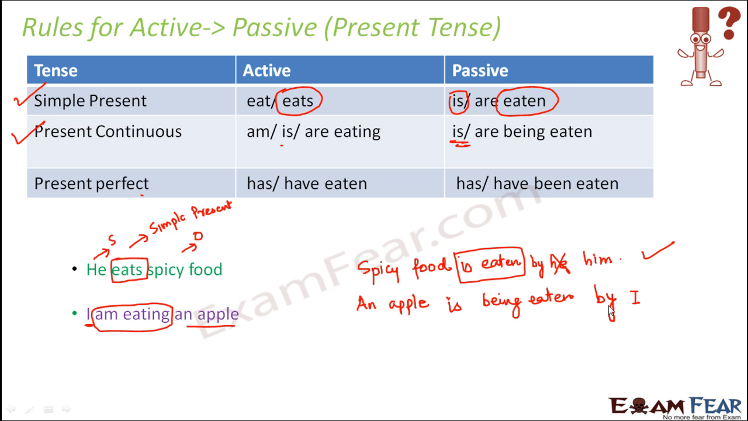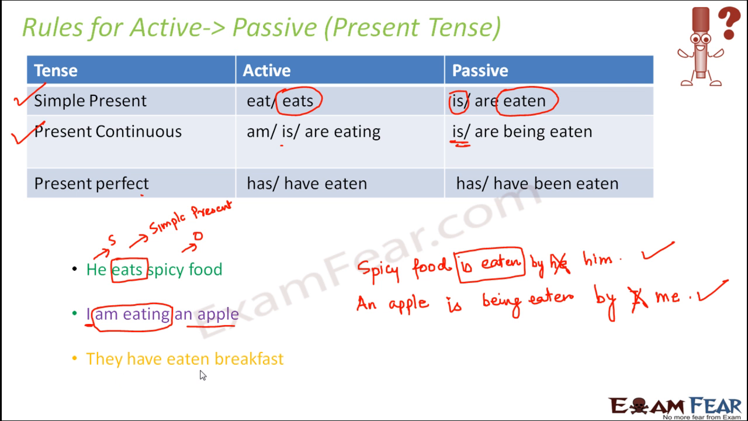And then the third step is to include by before the doer. Now read it out. An apple is being eaten by I. Is that correct? No, it should be by me. So an apple is being eaten by me. In case this would have been apples, in that case, it would have been apples are being eaten by me because apples is plural. So you will have are here.